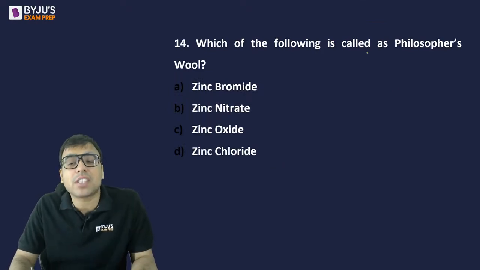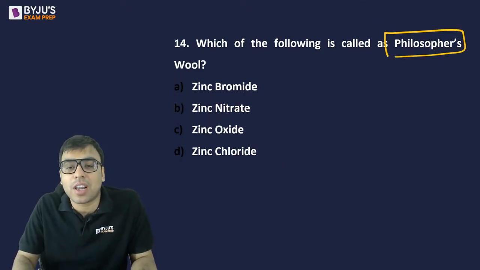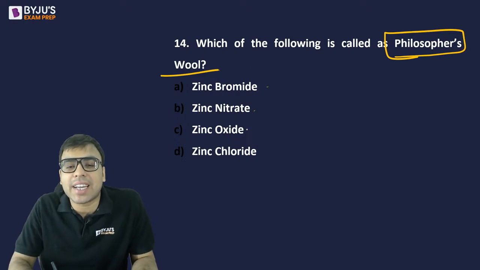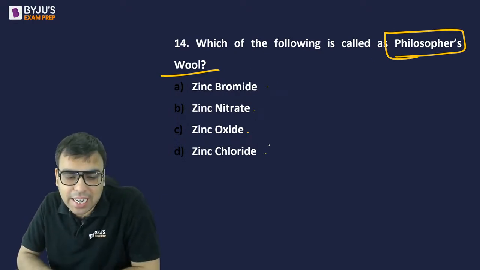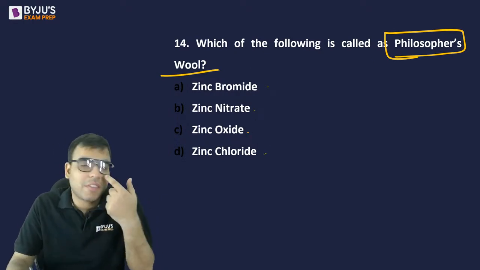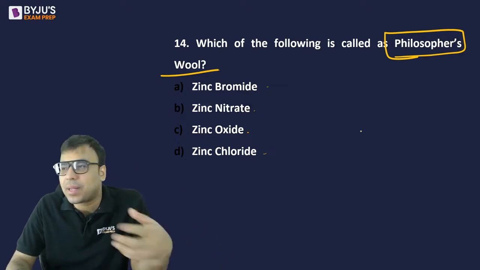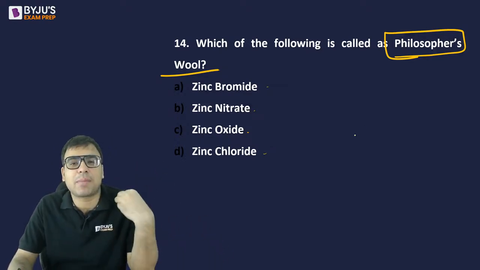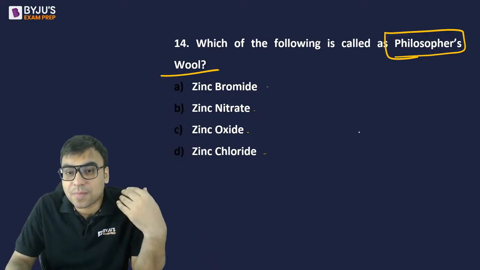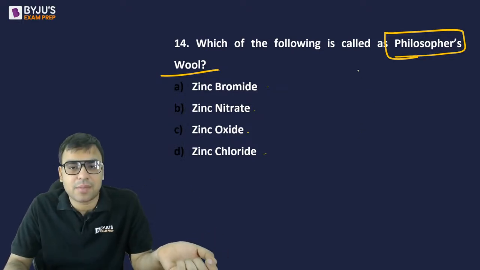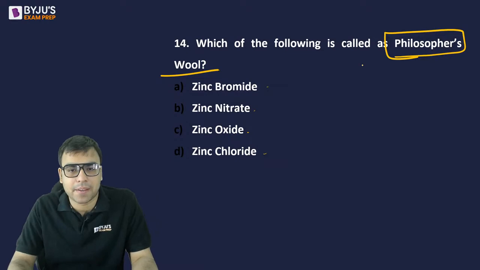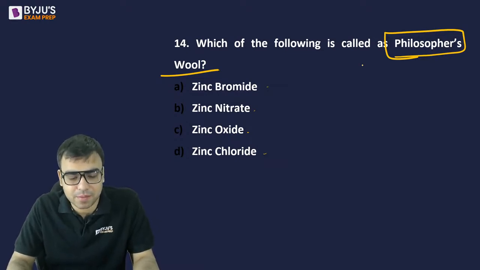Question number 14. Which of the following is called as philosopher's wool? Zinc bromide, zinc nitrate, zinc oxide, zinc chloride. What is the right answer to this question? फिलोसफर्स वुल किसको कहते हैं? I mean these are actually straight one-line questions, but this type of question आता है, है ना, exam में. What is the right answer?